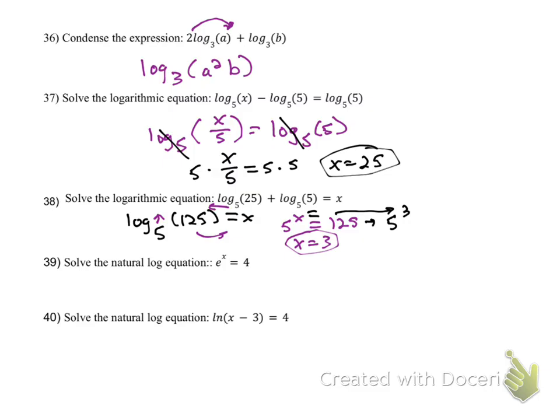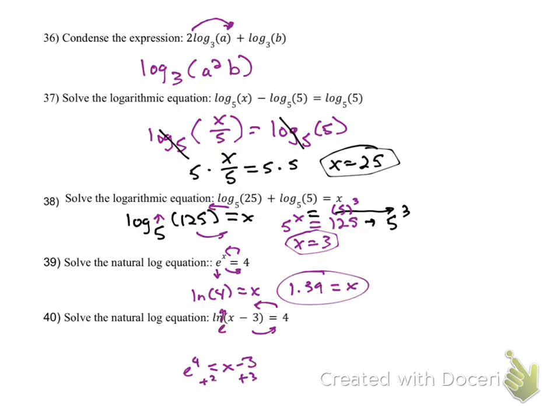39, we'll put that in logarithmic form. Drop the e, it'd be natural log of 4, which gives us 1.39. All right, drop the e, hook, natural log of 4 equals x, it's 1.39.